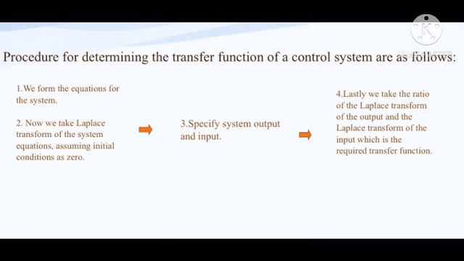The procedure for determining the transfer function of a control system is as follows. First, we form the equations for the system. Now we take the Laplace transform of the system equations, assuming initial conditions as 0. Specify system output and input. And lastly, we take the ratio of the Laplace transform of the output and the Laplace transform of the input, which is the required transfer function.